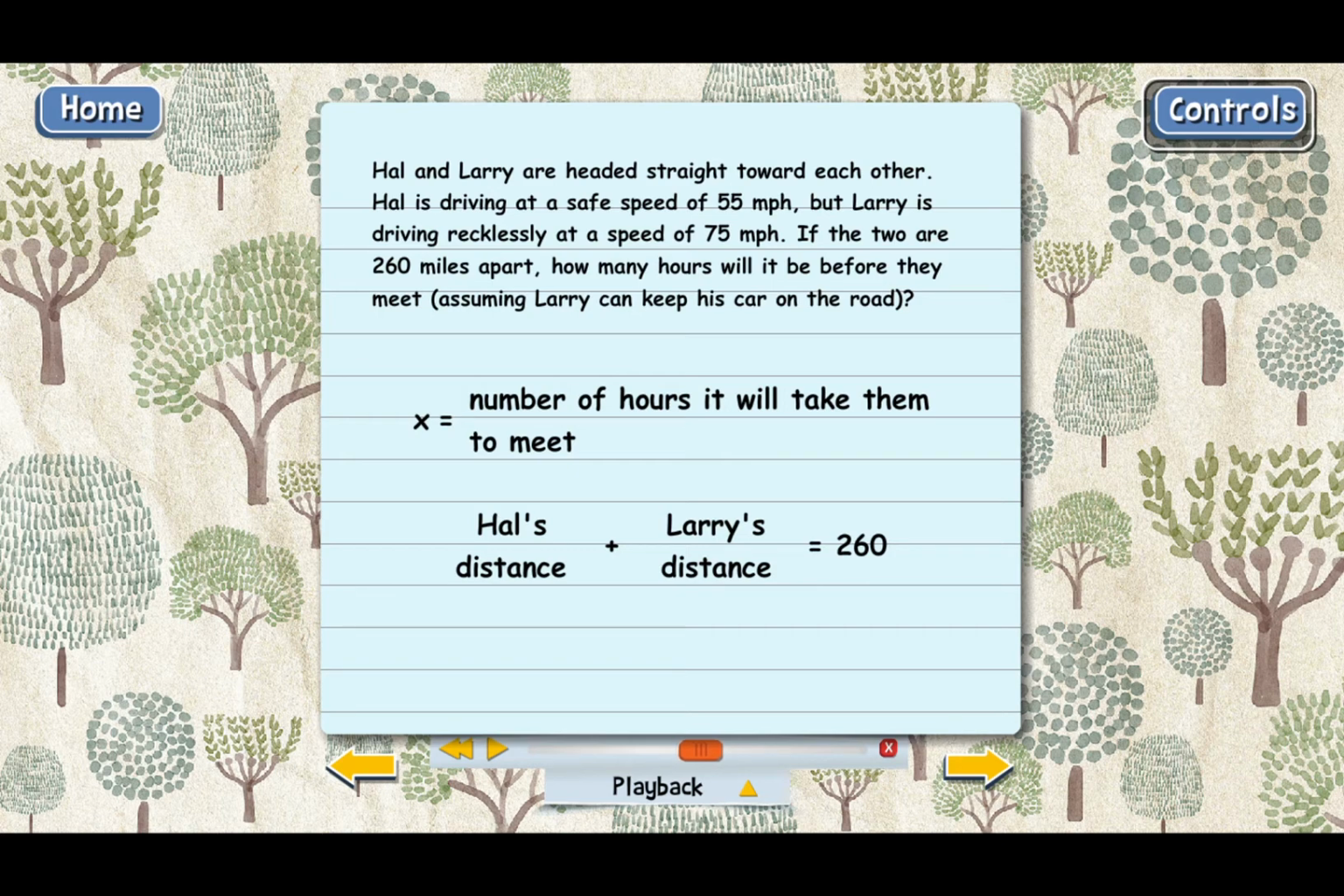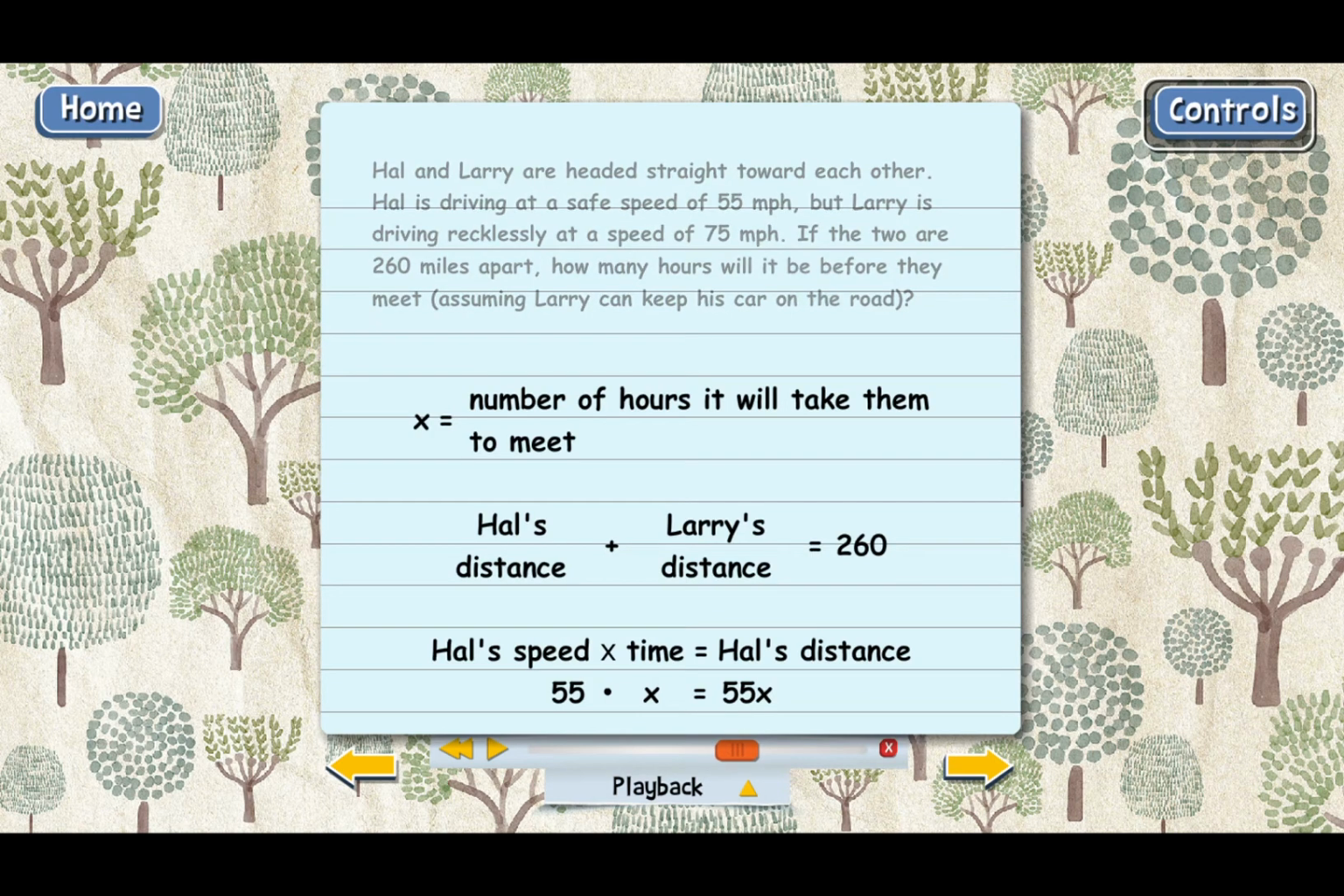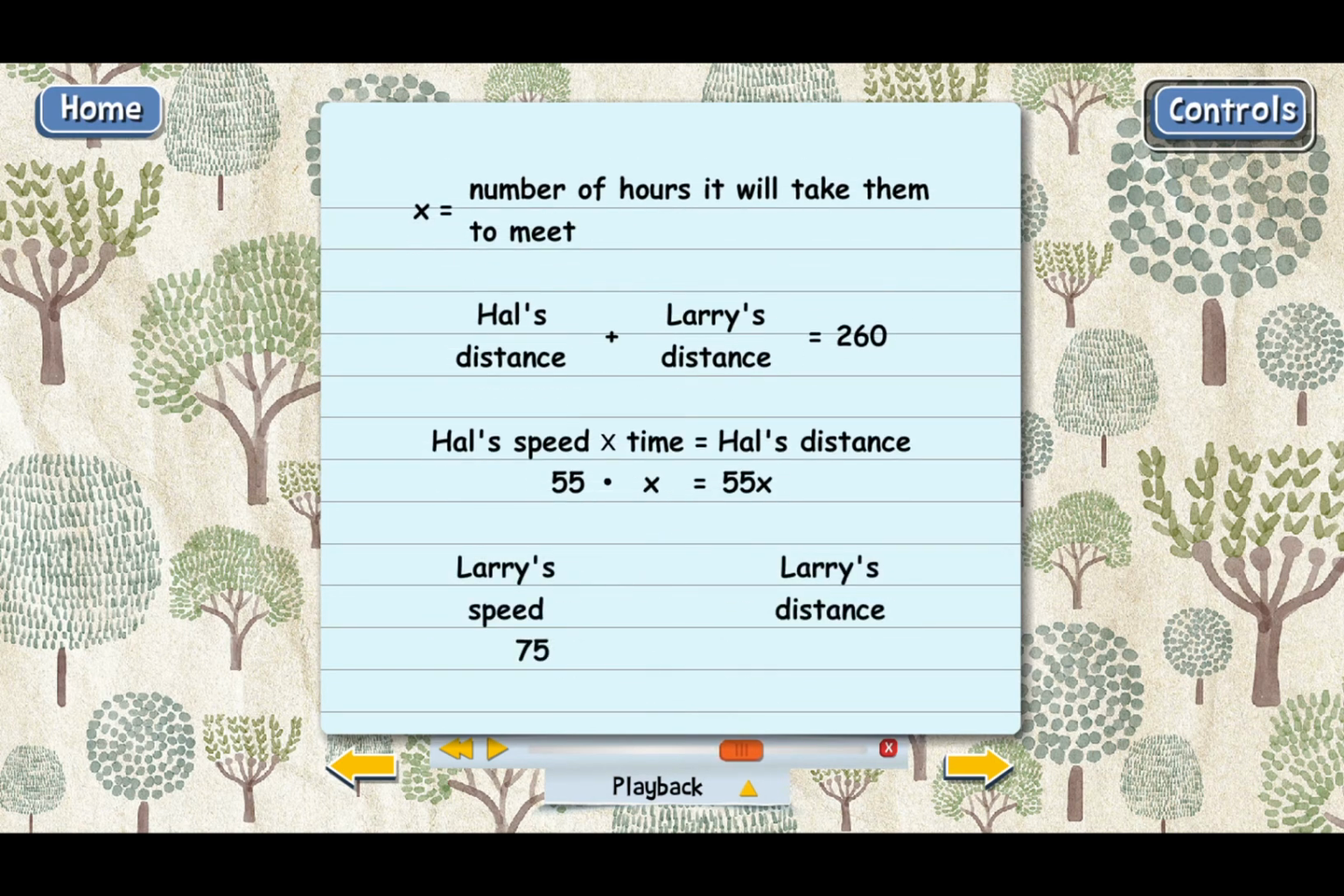And then the next step is to put in the x's and the numbers. You know from doing other distance problems that distance always equals speed multiplied by time. Well, we know Hal's speed is 55 miles per hour, and his time is x hours. That's what we're trying to figure out. That's how long he's going to drive. It's just x for right now. And so Hal's distance is going to be speed multiplied by time, which is 55 times x. And then we can do the same thing for Larry's distance. Larry's speed is 75 miles per hour, and he's going to drive for x hours. And so speed multiplied by time is going to be 75 times x. Why don't you go ahead and put in 75x for Larry's distance?